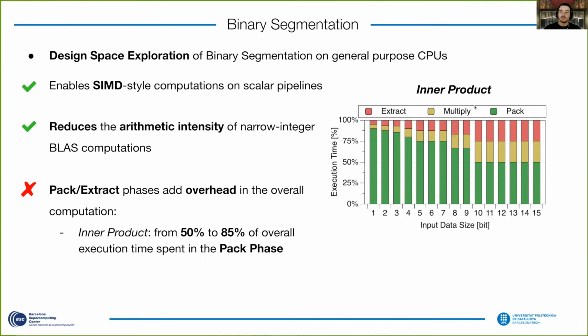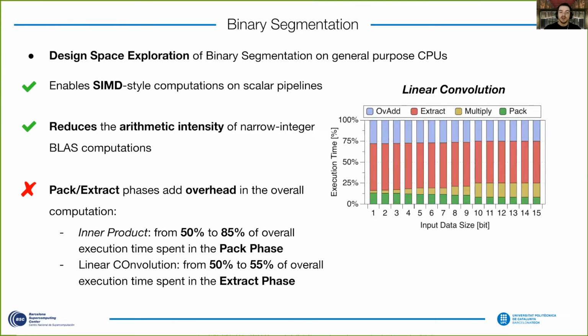For example, in the inner product, we found that the pack phase, so the phase to create the input clusters, amounts to 50% to 85% of the total computation time. While for the linear convolution, the extract phase amounts to 50% to 55% of the overall execution time, and it is the dominant part of the computation at the end. This is because for linear convolution, binary segmentation produces multiple elements per cycle, and so it is more difficult to extract every element than in the inner product example.